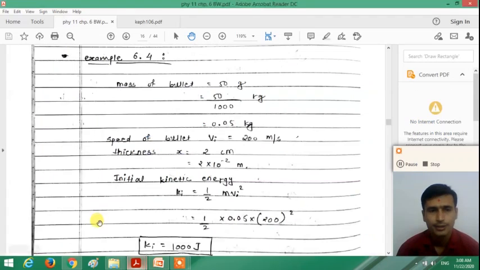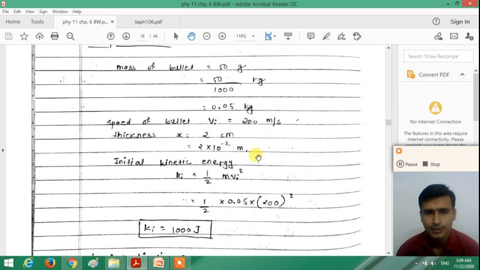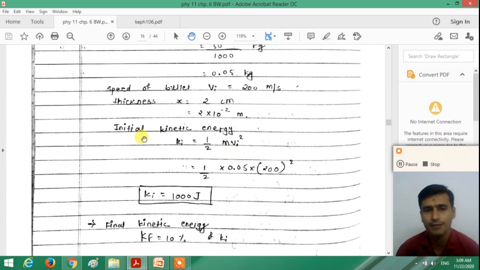So here the mass of the bullet is 50 gram, that is 50 divided by 1000 kg, 0.05 kg. The initial speed of the bullet, Vi, is equal to 200 meter per second. The thickness of the plywood sheet, x, is equal to 2 centimeter, that is 2 into 10 raised to minus 2 meter, or we can say 0.02 meter, right? Now from that we can find the initial kinetic energy.